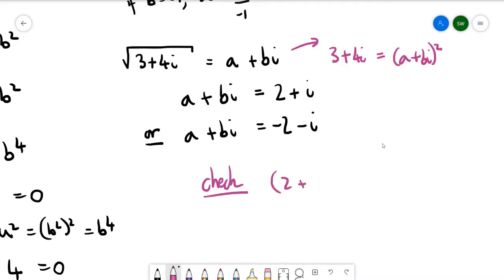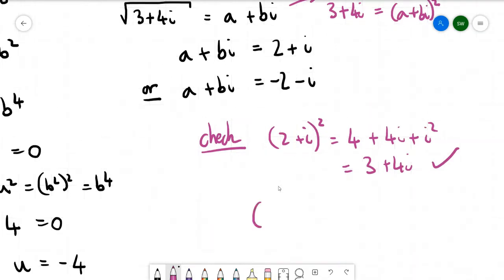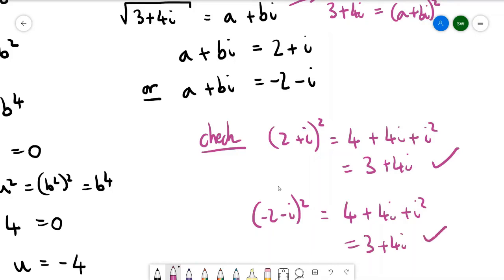So if we do 2 plus i and square it, we're going to get 4 plus 4i plus i squared, which is 3 plus 4i, because i squared is minus 1, so that works. And then we could also check minus 2 minus i. If we square that, we're going to have 4 plus 4i plus i squared, which is 3 plus 4i. So that works.